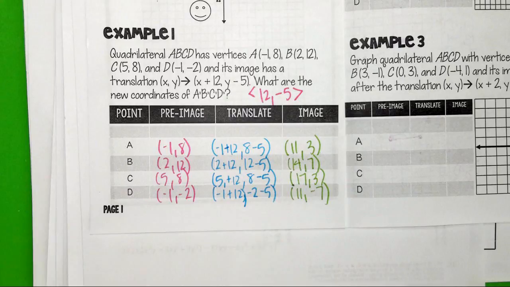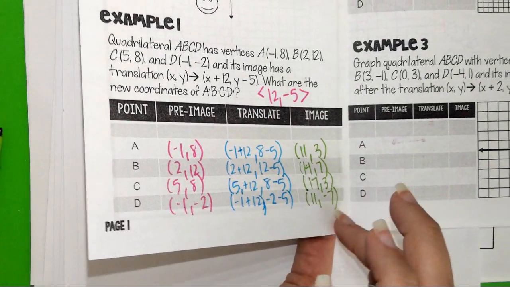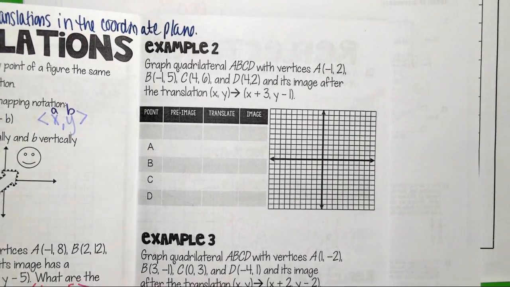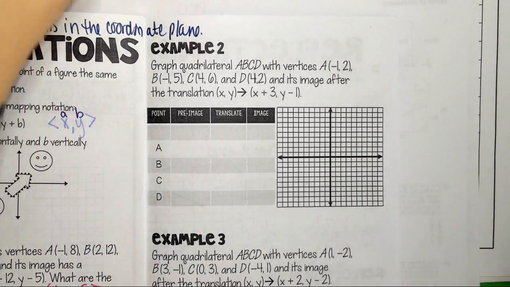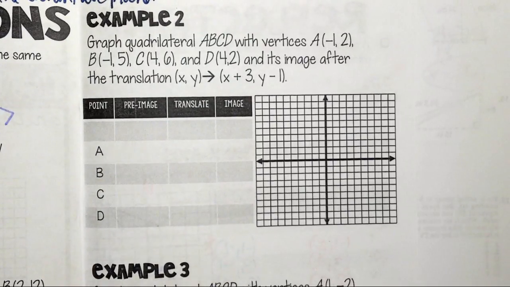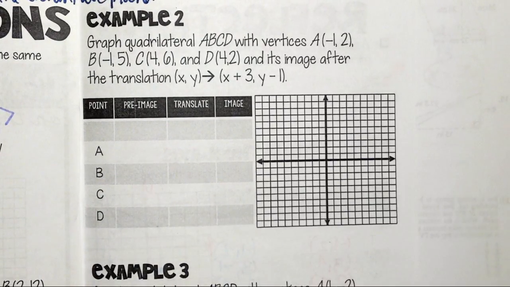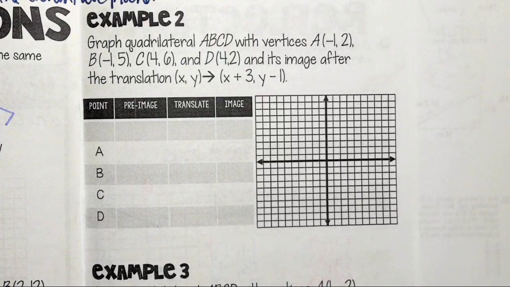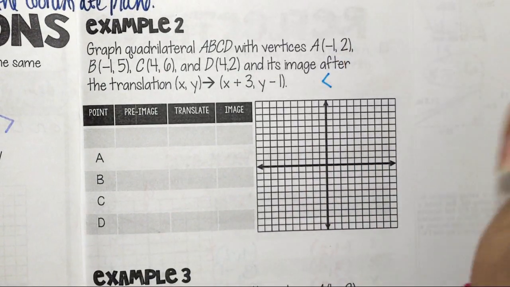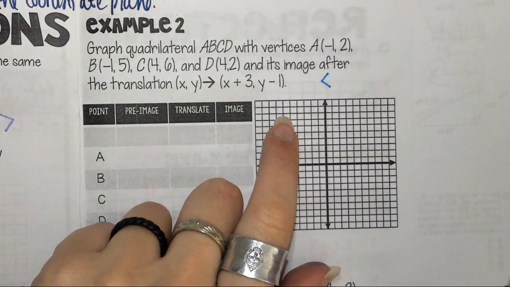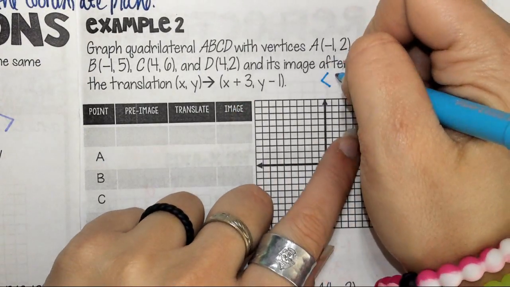Is everybody ready for example 2? Example 2. Now it says quadrilateral ABCD with vertices of that, and it wants us to graph it. Our vector this time, if we wrote it in vector form, would be what? Our vector would be 3, negative 1.